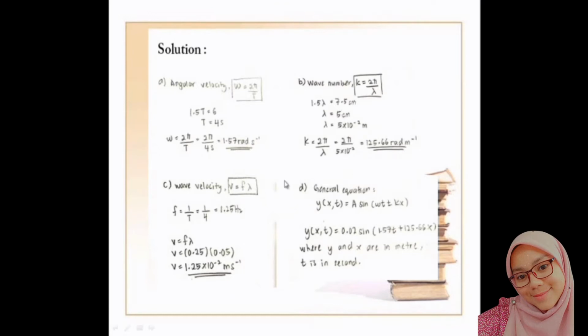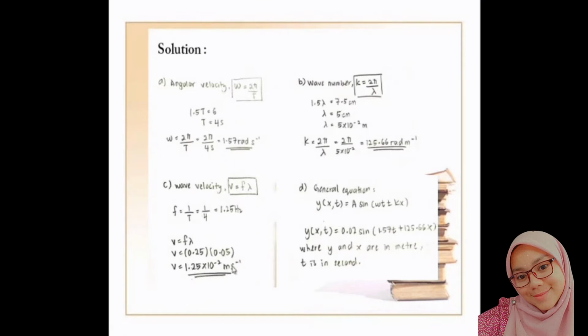Okay, alright. So next, the question asks us to find wave velocity, right? The wave velocity formula is V equals F lambda. How to find F? You can find it from the formula F equals 1 over T. I substitute T, and then I got F is equal to 0.25 Hz. This is actually 0.25, not 1. So, this frequency and the lambda that I got, I substitute, then I get V is equal to 1.25 times 10 to the power of negative 2 meter per second.